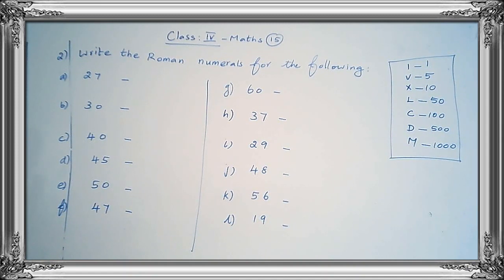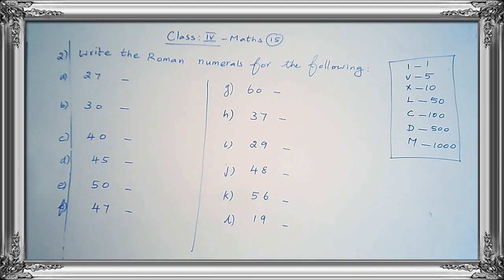There are 7 basic symbols. The Romans use 7 basic symbols to write numerals. They are I stands for 1, V stands for 5, X stands for 10, L stands for 50, C stands for 100, D stands for 500, and M stands for thousands. By using these Roman symbols we find these values. Now your first question, 27. Hindu Arabic number 27. Now you convert into Roman numerals.